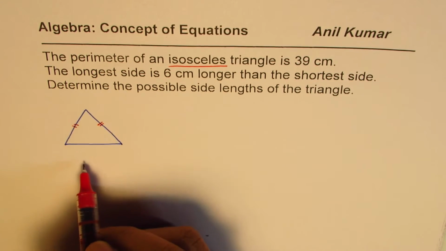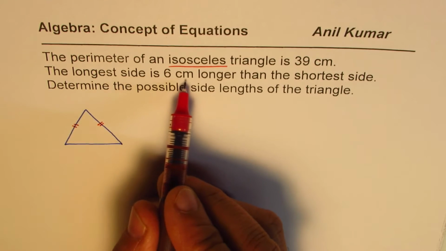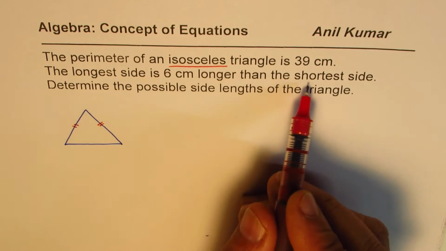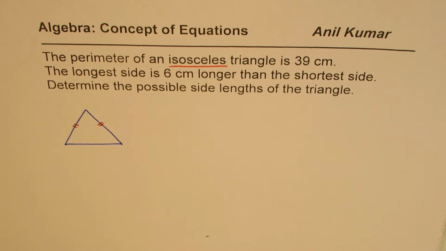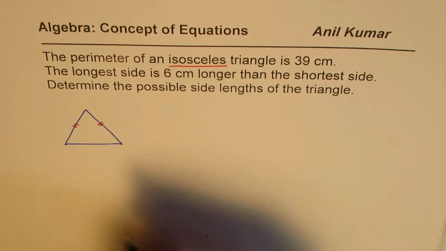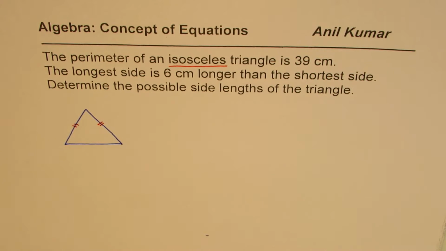So the perimeter of an isosceles triangle is 39 centimeters. That means the sum of all these sides is 39 centimeters. The longest side is 6 centimeters longer than the shortest. Now, we could have two situations. One, we could have these equal sides as the longer ones. Or we could have them as the shorter ones, right?